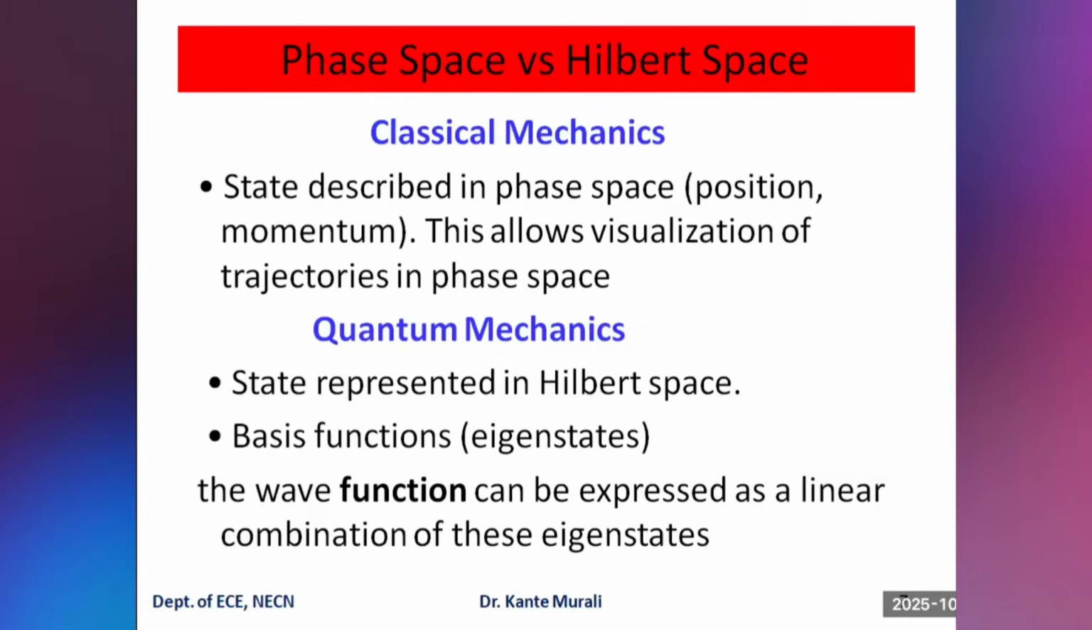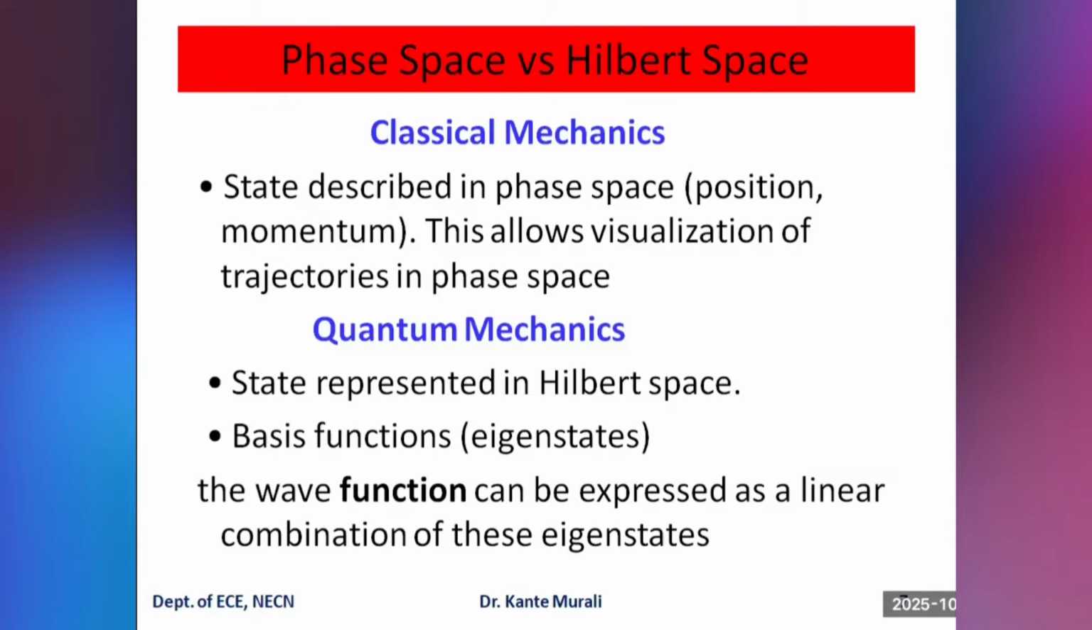But let's compare both in terms of phase space and Hilbert space. In classical mechanics, we describe particles in a phase space, that means position and momentum. It allows visualization of trajectories in phase space. Whereas in quantum mechanics, the system is described in a Hilbert space, that means the space of wave functions.